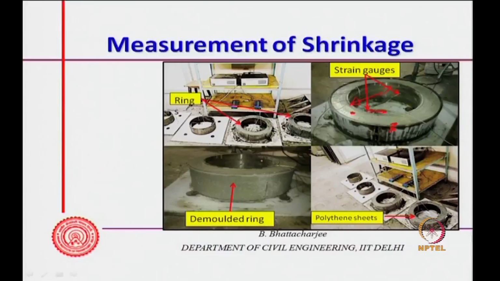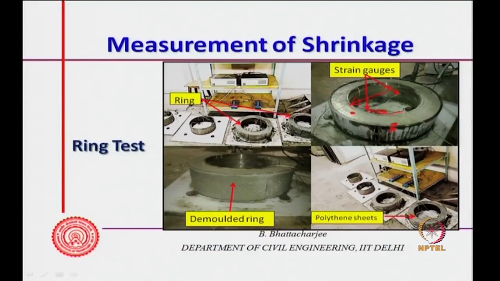There is an inward action, just opposite of a hoop action. Since it is shrinking, the perimeter length is trying to reduce, so the radius will try to reduce, and there will be strains. These strains you can go on measuring with time, and that will give you all kinds of shrinkages, for example, autogenous shrinkage, and in the long run, drying shrinkage up to cracking.